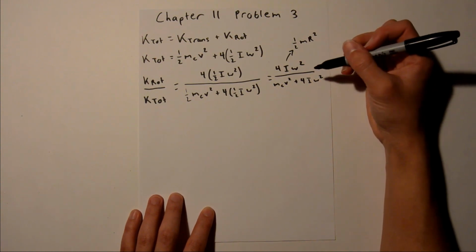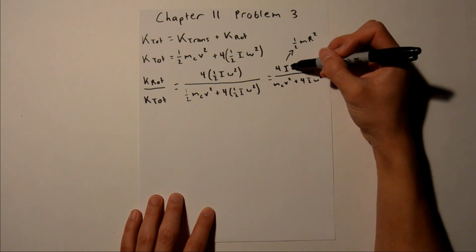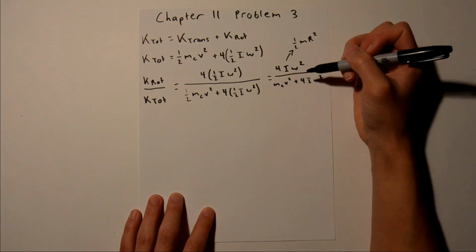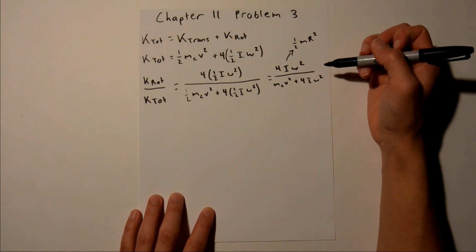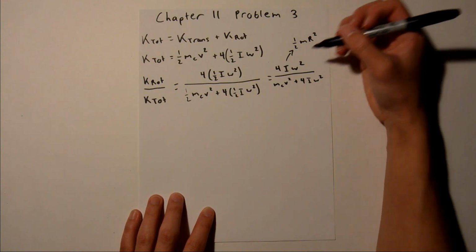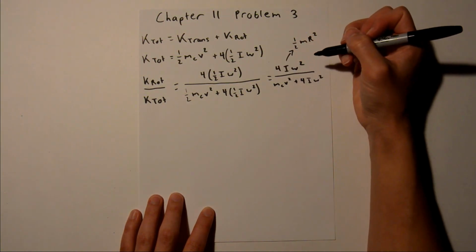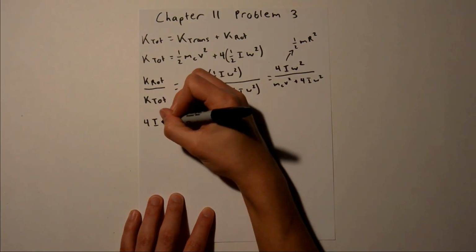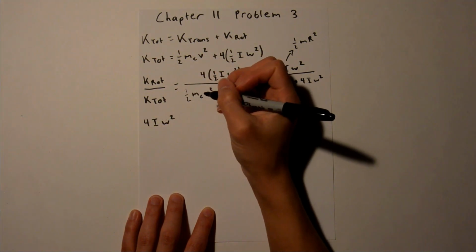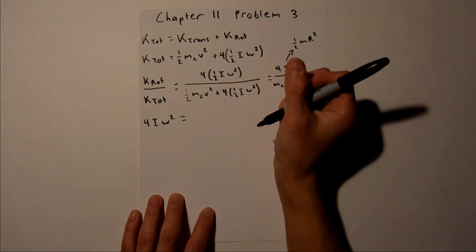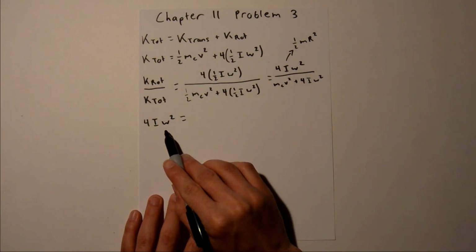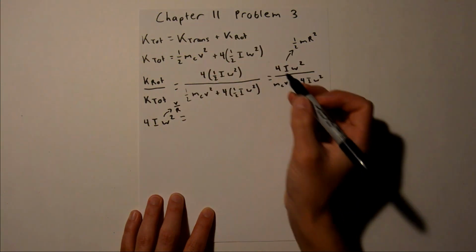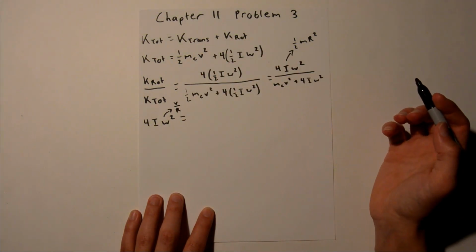The issue is we have part of this expression, this term and this term, in rotational and this piece in translational, so we want to try to get it all in translational so we can combine terms and cross things out. So we need to solve this for translational. So we're going to say 4 I omega squared is equal to, and we know that the angular velocity is velocity over a radius.